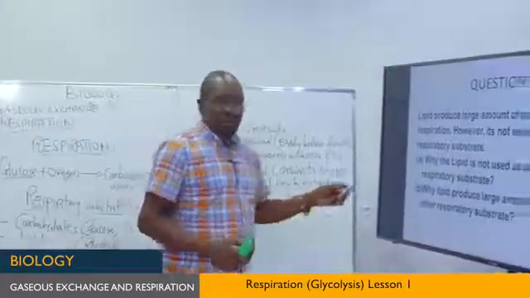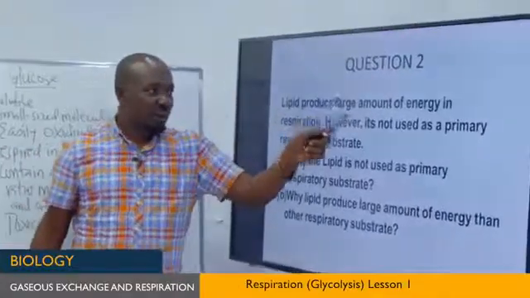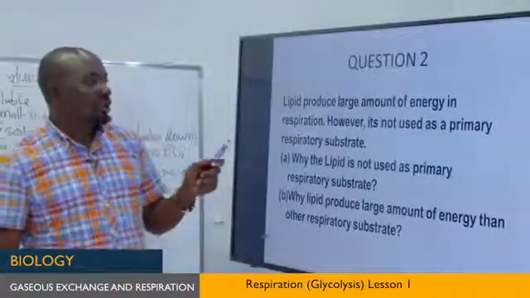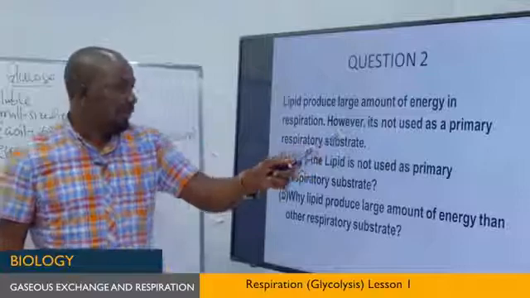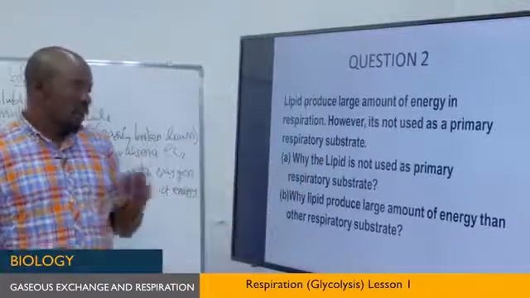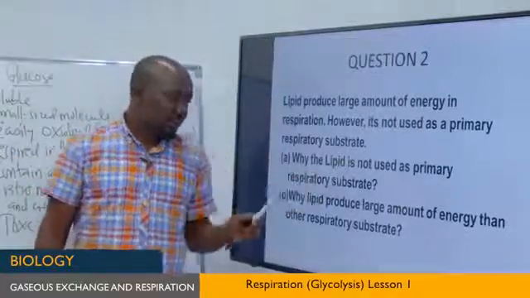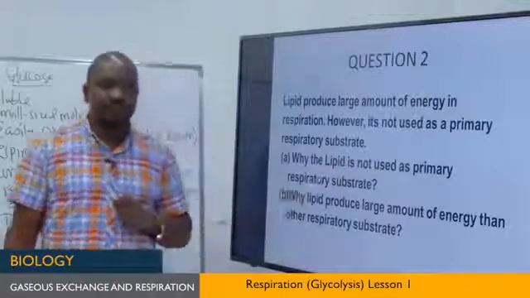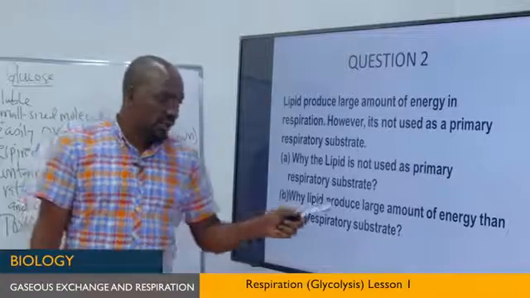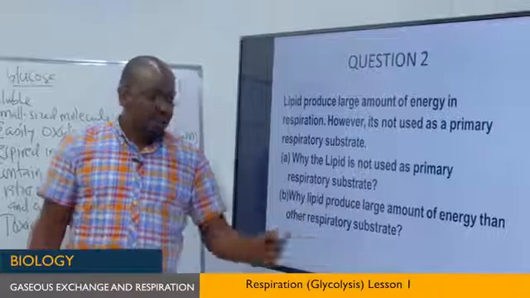Question number 2 reads as follows. Lipid produces a large amount of energy in respiration. However, it is not used as a primary respiratory substrate. The first question is, why is lipid not used as a primary respiratory substrate? The second question is, why does lipid produce a large amount of energy compared to other respiratory substrates?